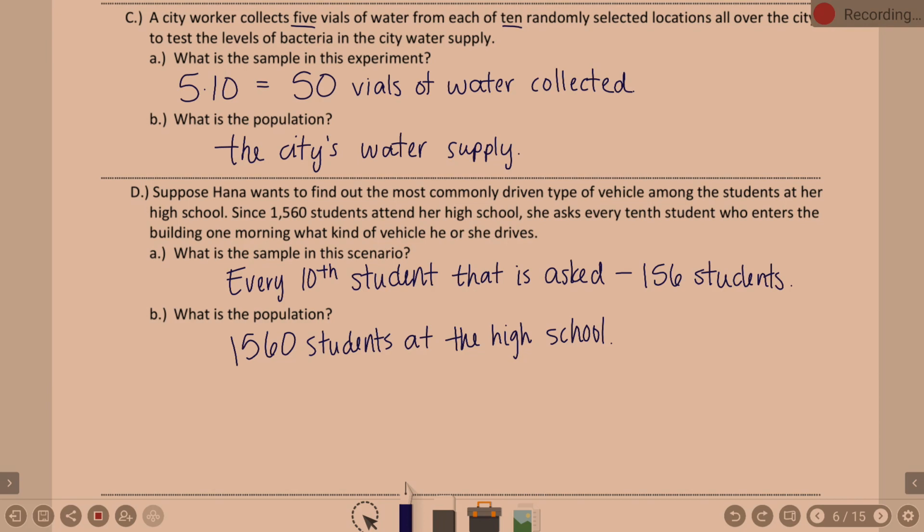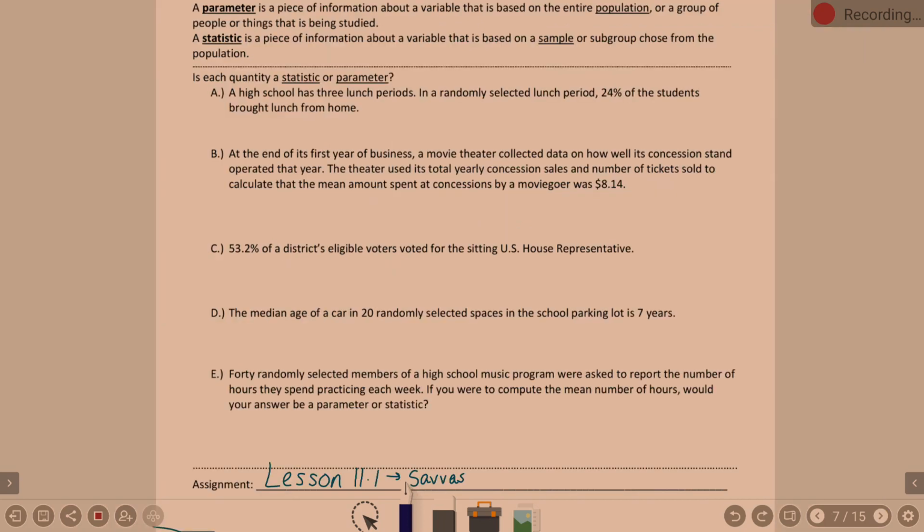We have one other set of vocabulary words here. Okay. And these vocabulary words here, we start talking about what it means to be parameters and statistics. Okay. So if you flip to the back side, you'll notice here it talks about a parameter. A parameter is a piece of information about a variable that is based on the entire population or a group of people or things as being studied.